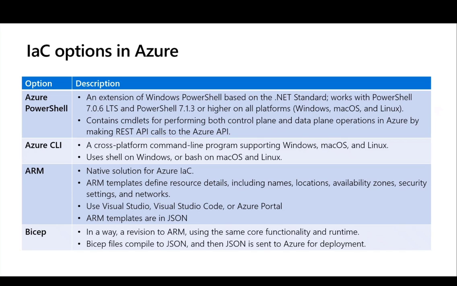Azure PowerShell provides a set of cmdlets, which you can use to perform both control plane and data plane operations using the REST API calls provided by Azure. At a high level, whenever you provision a new resource in Azure, it goes to the control plane. And once the resource is provisioned and you're trying to leverage the features of that particular service, it goes through the data plane.